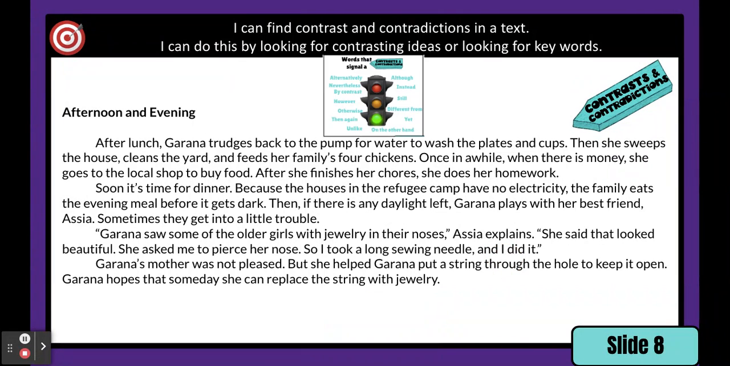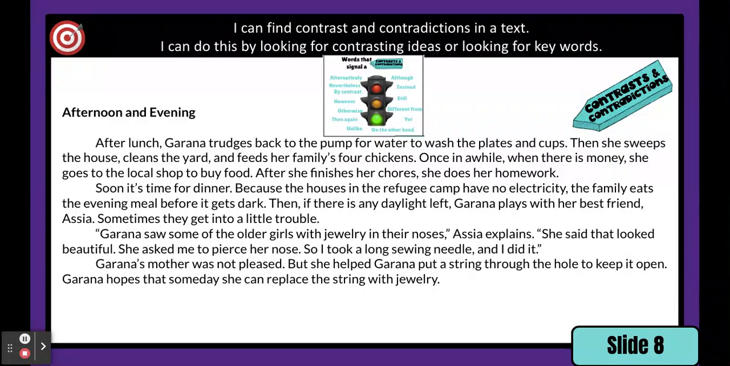Afternoon and evening. After lunch, Garana trudges back to the pump for water to wash the plates and cups. Then she sweeps the house, cleans the yard, and feeds her family's 4 chickens. Once in a while, when there is money, she goes to the local shop to buy food. After she finishes her chores, she does her homework. Soon it's time for dinner. Because the houses in the refugee camp have no electricity, the family eats the evening meal before it gets dark.